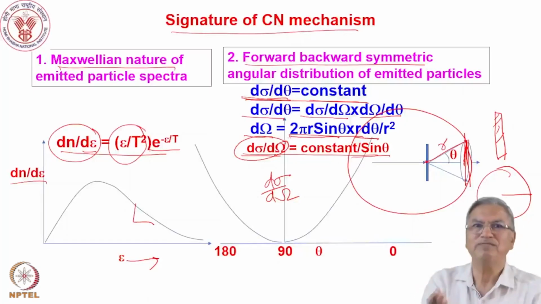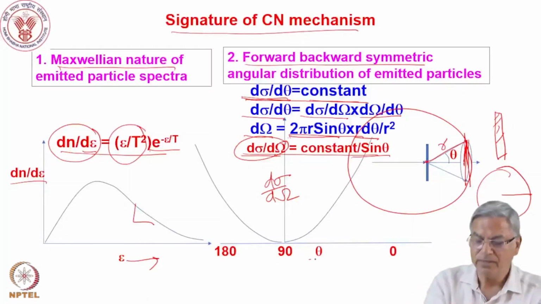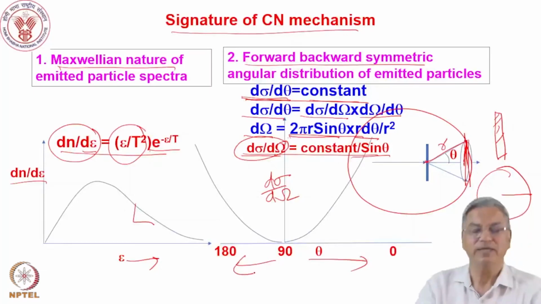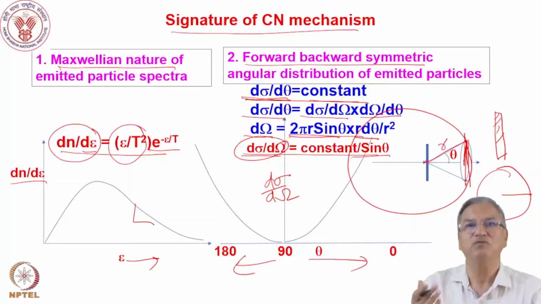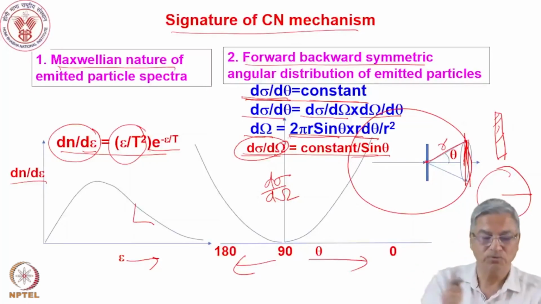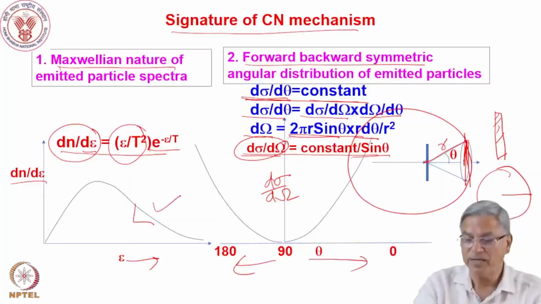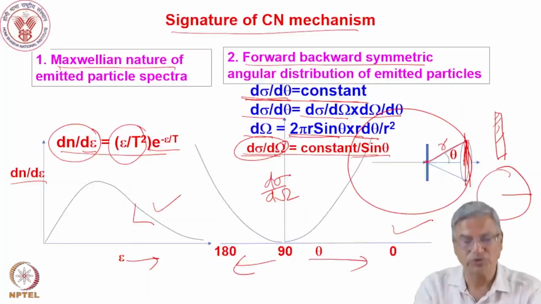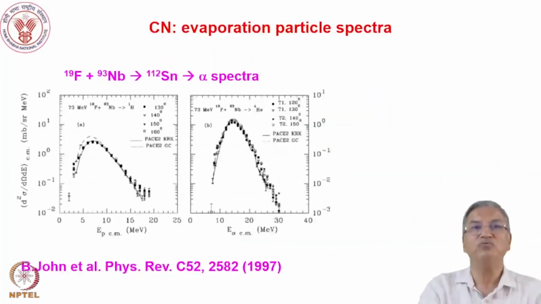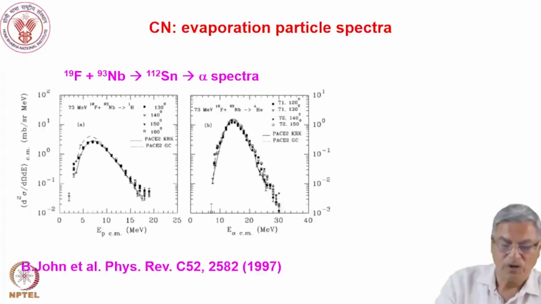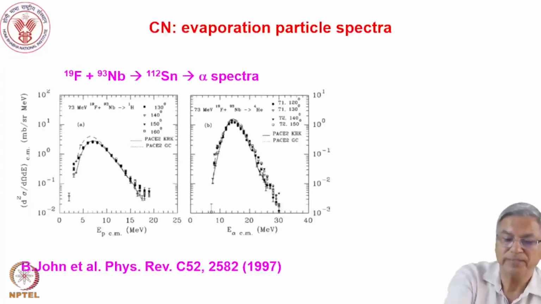Whatever number of particles are emitted in the forward angle, the same number of particles are emitted in the backward angle. And so this forward backward symmetry is a signature of the compound nucleus. So the Maxwellian nature of the particle spectra and the forward backward angular distributions, these are the two signatures of the compound nucleus. So I will try to give you some examples of the compound nucleus evaporation particle spectra.